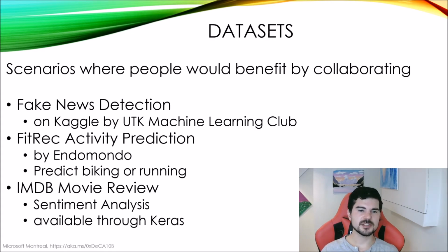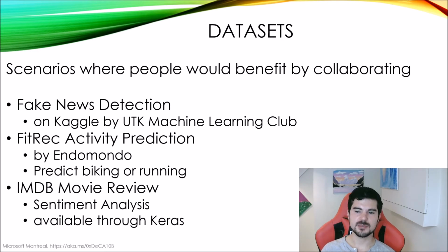So I ran experiments using several different data sets, and all of these are scenarios where people would benefit greatly from collaborating across different platforms. So for fake news detection, trying to detect if a news article is reliable or not based on the language used in it, and this is a data set available on Kaggle.